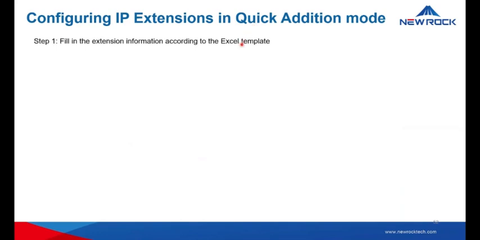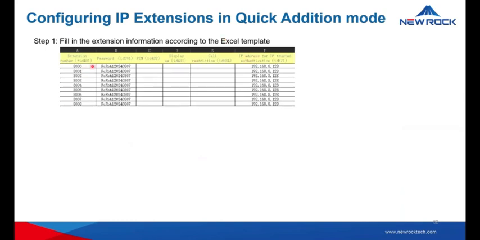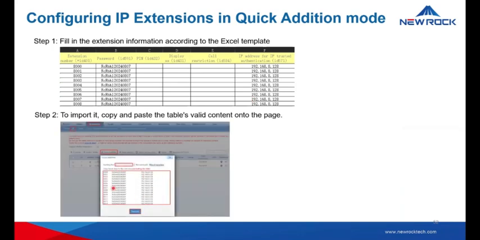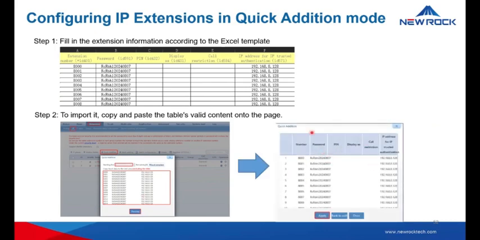In the quick addition mode, you can export the Excel template and do some configurations in the template. Then after that, import: copy here, then paste in this table. After that, click preview and it will show here. So it will be indicated in this table for quick addition, and you have the option to apply that. Okay, so that is configuring IP extension in quick addition mode.